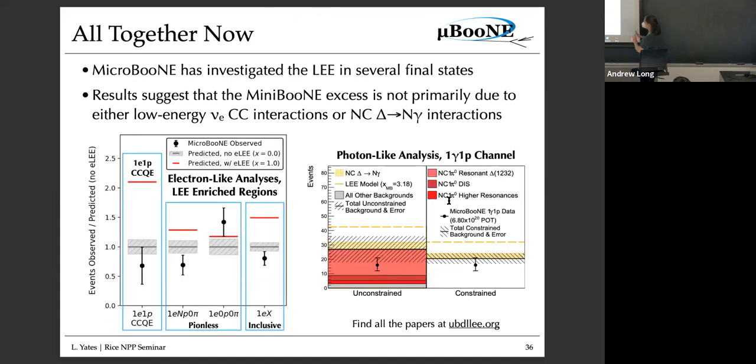Okay, so a couple plots that are a little busy. I'm not going to talk about them, but the bottom line here is that MicroBooNE has investigated this MiniBooNE low energy excess anomaly in several final states, looking at both NUEs and NC delta radiative decays. And it seems like neither of these is the primary driver of the MiniBooNE excess, to the best of our ability to tell so far.